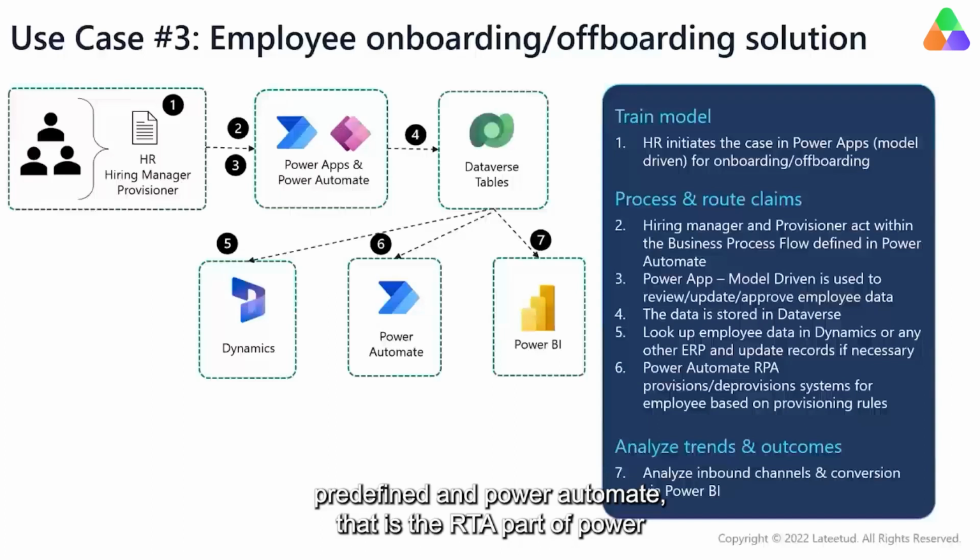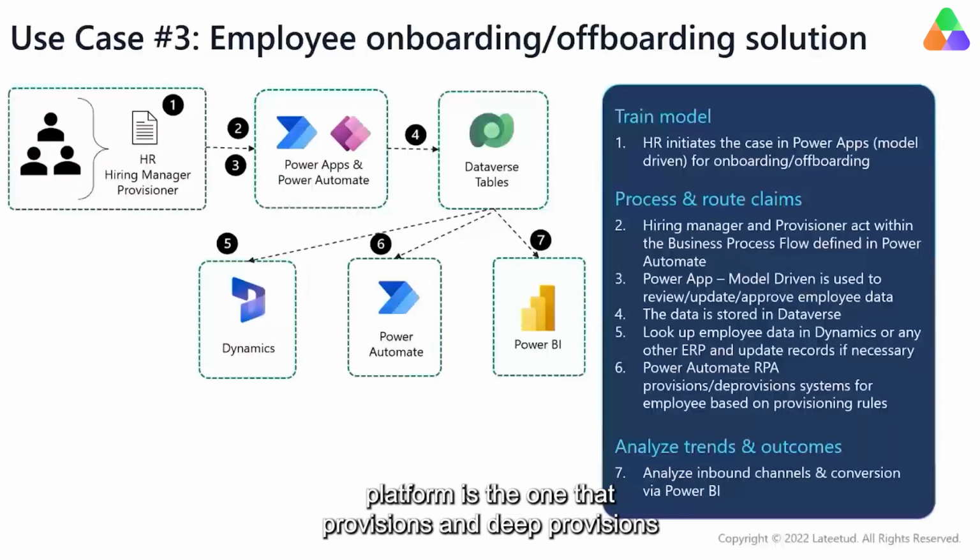And Power Automate, that is the RPA part of Power Platform, is the one that provisions and deprovisions these systems. So creating the user ID, assigning the password, providing the right kind of access, and even deprovisioning is all done through robotic process automation. And all this while it is generating data, so you can always, as I've indicated previously as well, use Power BI to measure the process metrics.